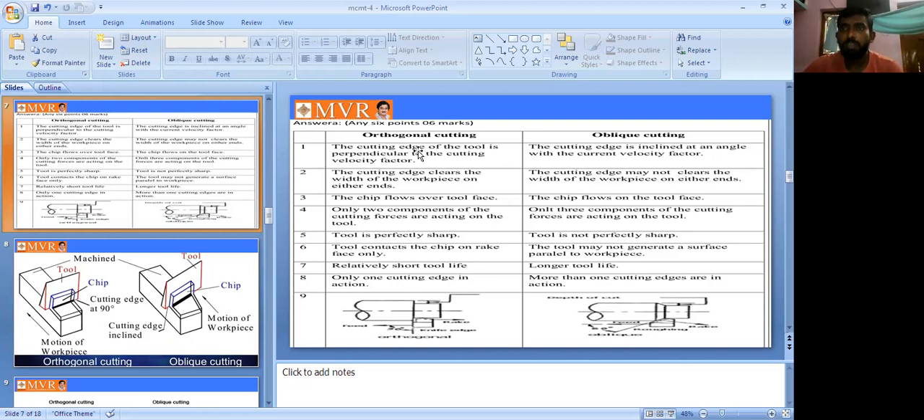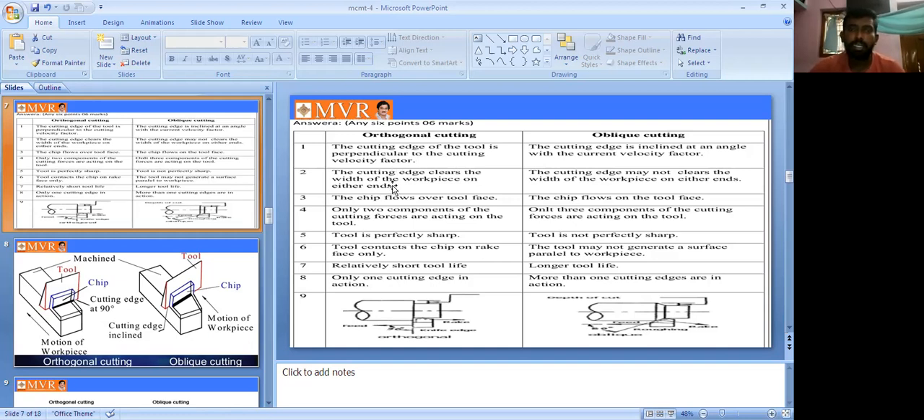Orthogonal cutting: at 90 degrees, the tool cuts the metal. Simply saying, at 90 degrees they cut the workpiece, and that we call orthogonal cutting. Based on some inclination, cutting the workpiece, we call oblique cutting. So orthogonal is always 90 degrees to cut the workpiece, but in oblique cutting, based on the inclination, say 30, 40, or 60 degrees, we remove the metal. That we call oblique cutting.